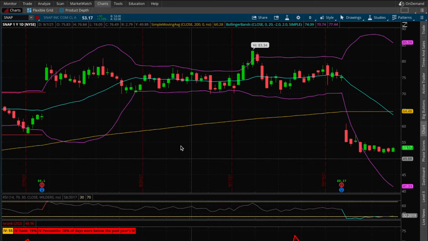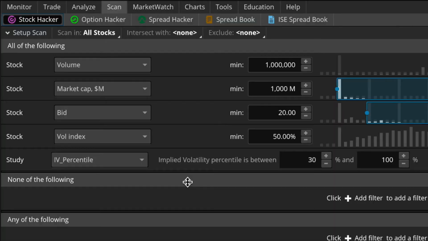And so ultimately, that's why, coming back to the scanner tab now, I specifically look for implied volatility levels of at least 50%. Although in the scanner tool here, it's called volatility index, but it's the same thing. The reason being is the higher the implied volatility, the greater the option prices will be. That's how the relationship works between implied volatility and option pricing. The greater the IV, the greater the option prices. The lower the IV, the lower the option prices.